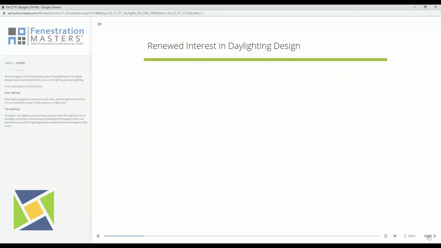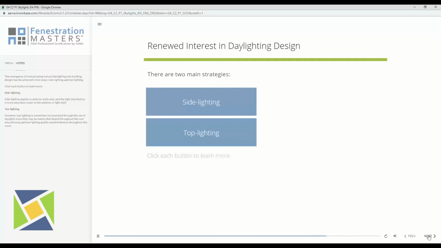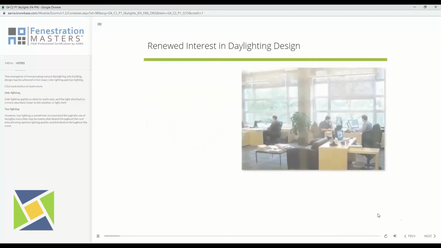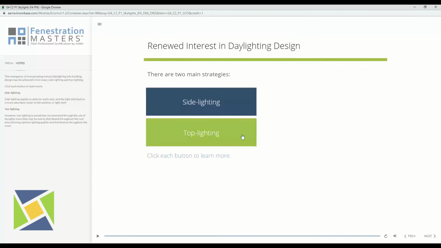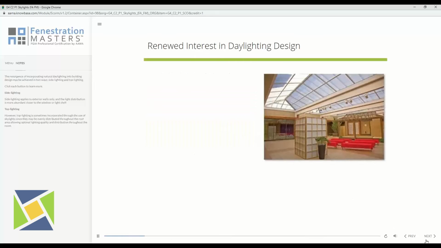The resurgence of incorporating natural daylighting into building design may be achieved in 2 ways: side lighting and top lighting. Click on each button to learn more. Side lighting applies to exterior walls only, and the light distribution is more abundant closer to the window or light shelf. However, top lighting is sometimes incorporated through the use of skylights, since they may be evenly distributed throughout the roof area, allowing optimal lighting quality and distribution throughout the room.